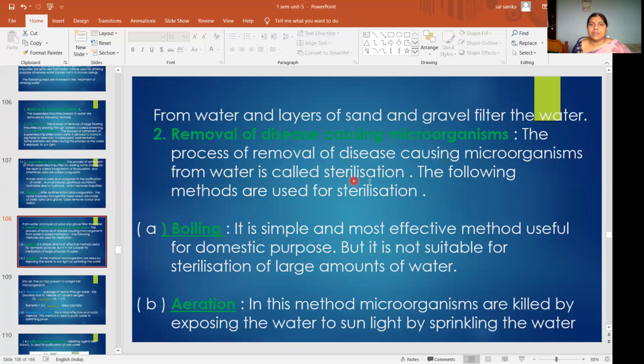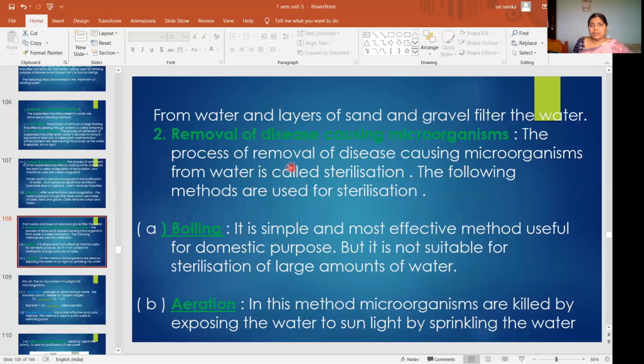For sterilization, we follow some methods. Now we will see the methods for sterilization of water. The first method is boiling. It is the most common method. It is a simple and most effective method useful for domestic purposes, but it is not suitable for sterilization of large amounts of water.